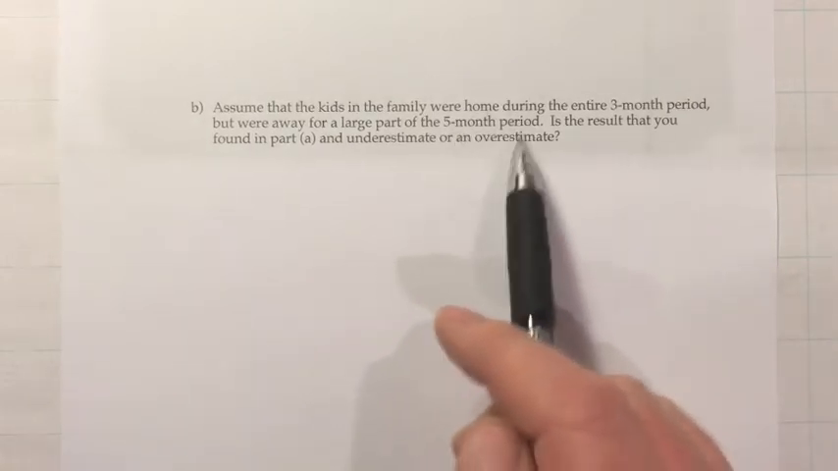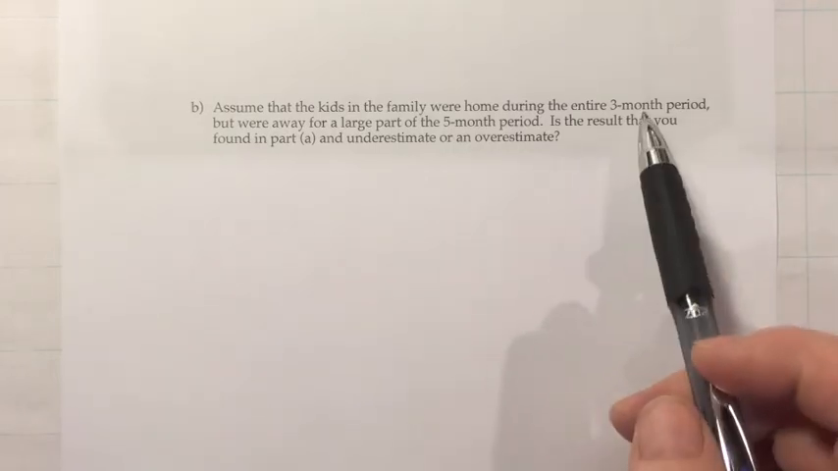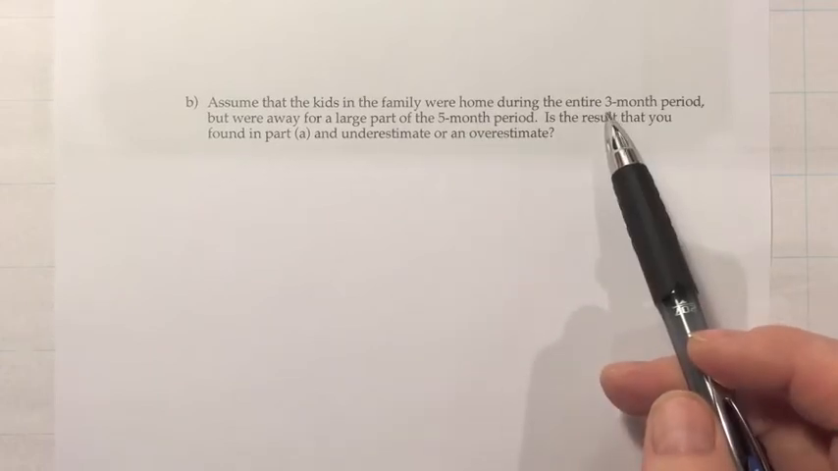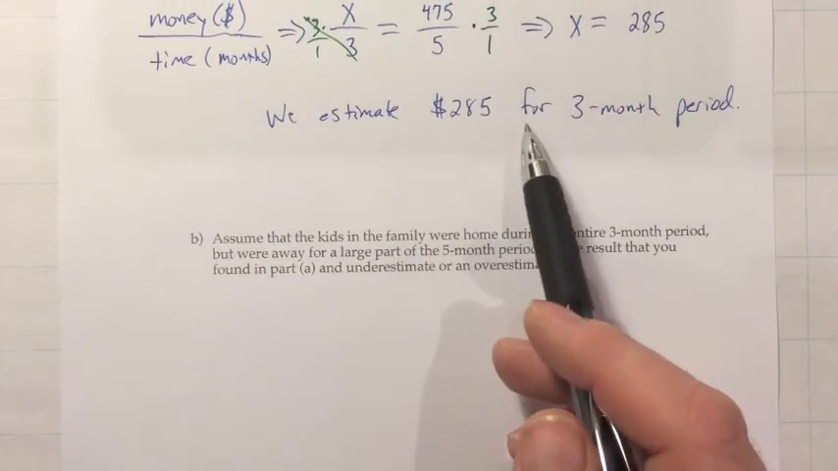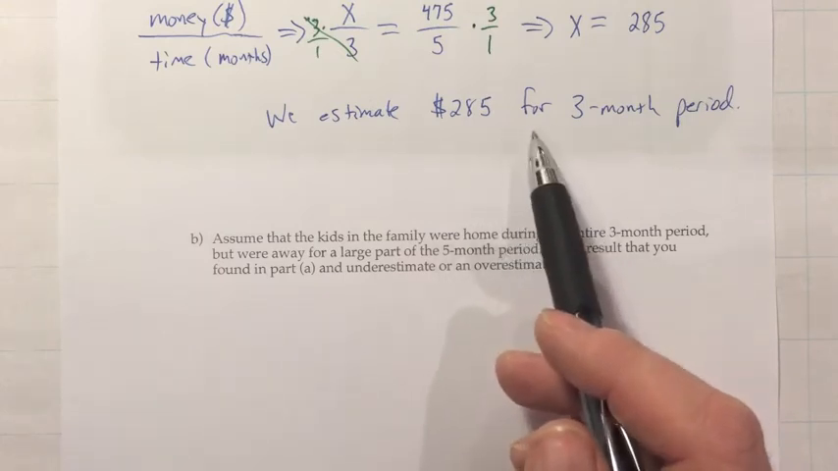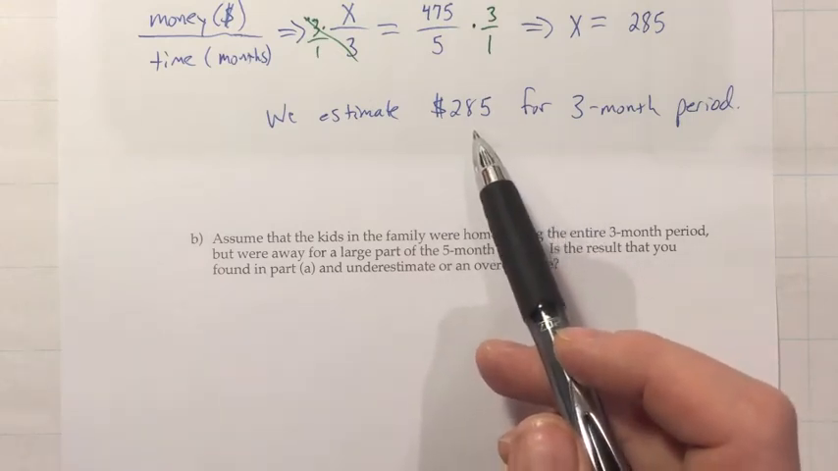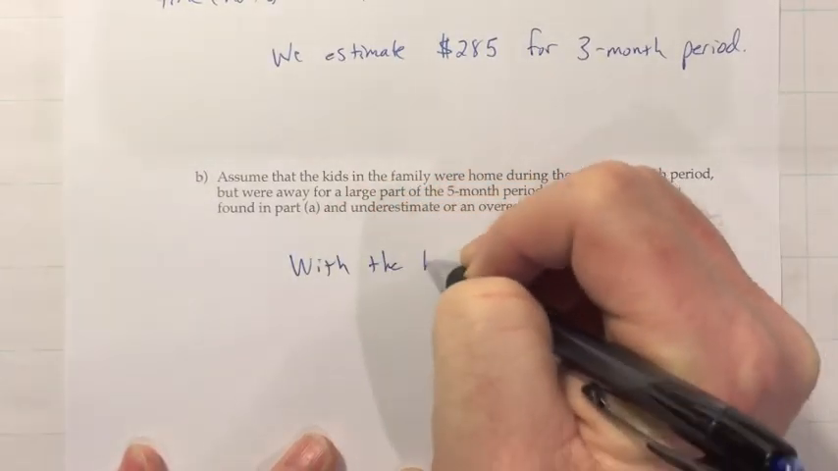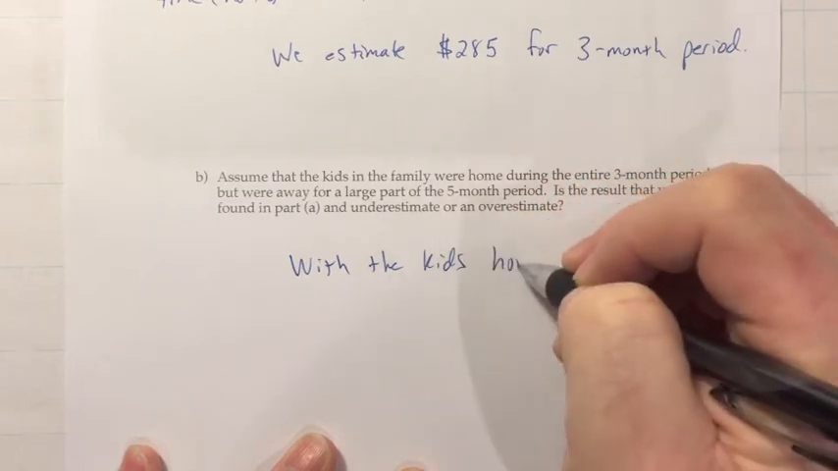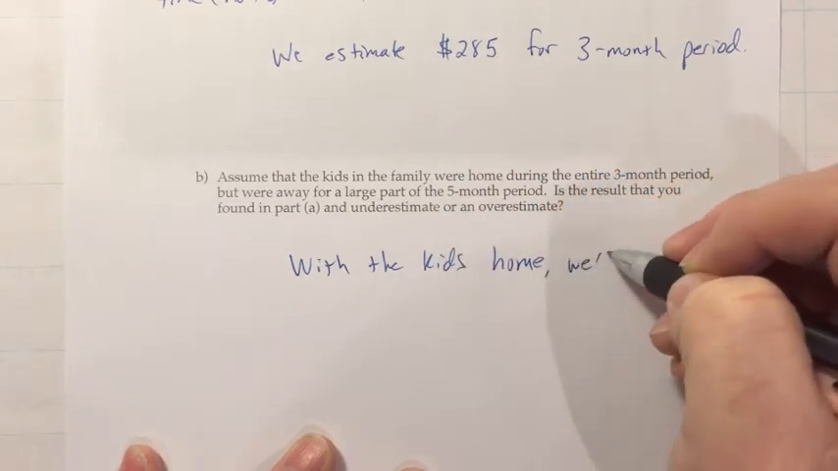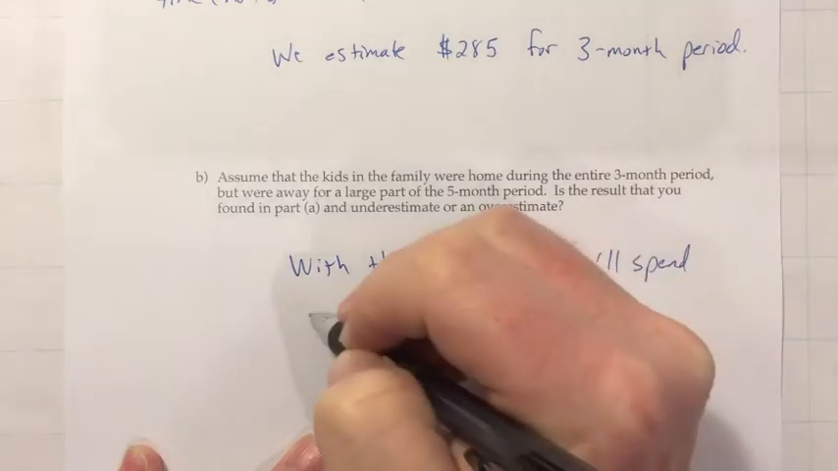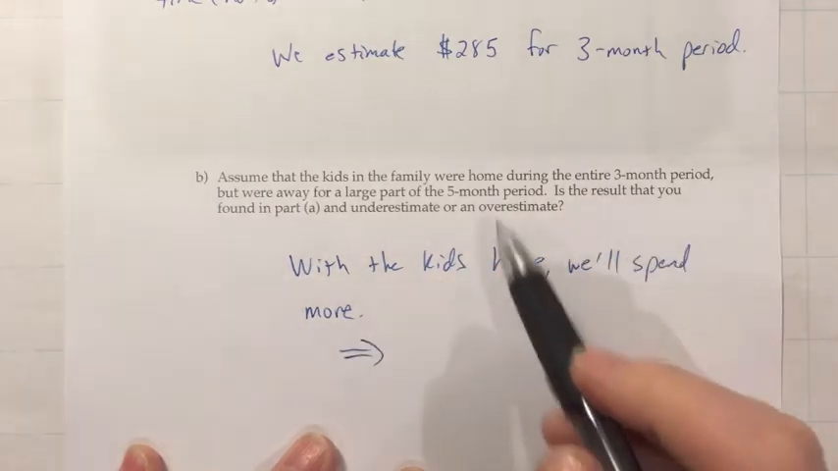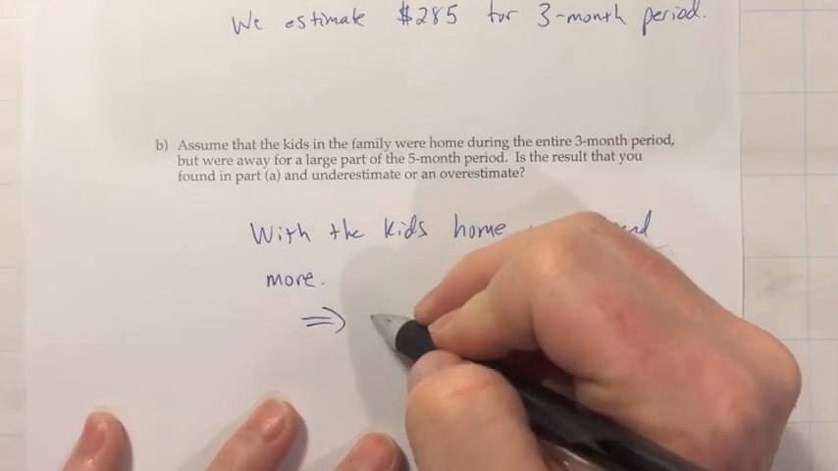And we go, well, let's think about what we did over the last 5 months. But if the kids are coming home, is that really going to work? Probably not, right? So we weren't feeding the kids here. We are now. So we thought this would be just $285, but that was without the kids. If the kids are there, then we're going to end up needing to spend more, right? So with the kids home, we'll spend more. And so what does that imply? If we're going to spend more than 285, then 285 is an underestimate.